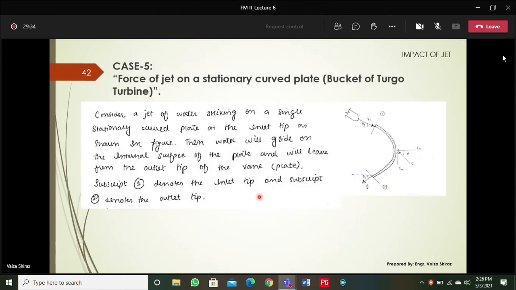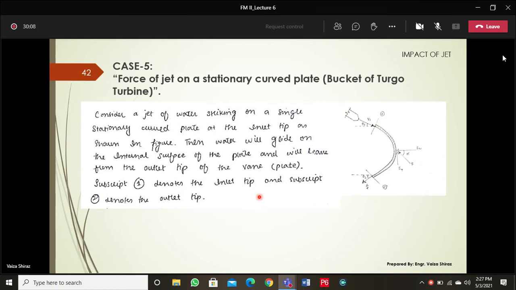Okay, now we'll start with the next case, that is the force of the jet on a stationary curved plate. हमारे जो अगले दो केसेस हैं, केस नंबर 5 एंड केस नंबर 6, these are regarding the surfaces which are similar to the buckets of the Pelton wheel and the turbo turbine. You have done your experiment number 3, so I hope that you have the basic idea of the buckets. दोनों की buckets में difference क्या है and what is the flow direction, how your jet will enter the bucket of the runner. You have that basic idea.